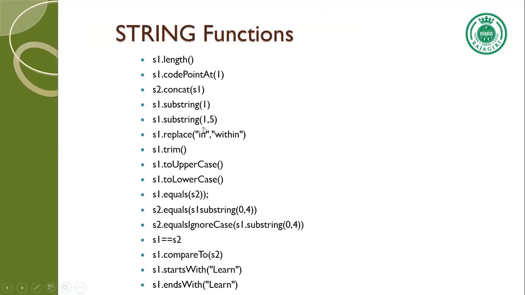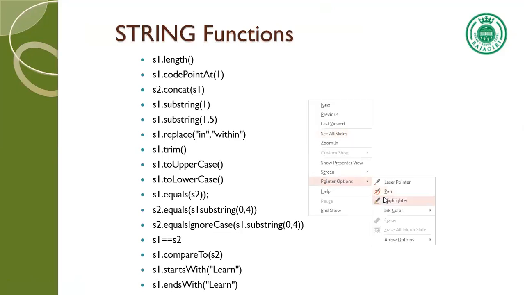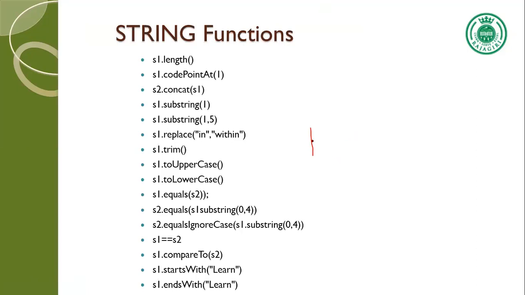If I give substring 1 comma 5, like, you know, let's say I have something called RAJAGIRI. Numbering will start from 0: 0, 1, 2, 3, 4, 5, 6, 7. So if I give substring of 1, A will be displayed.